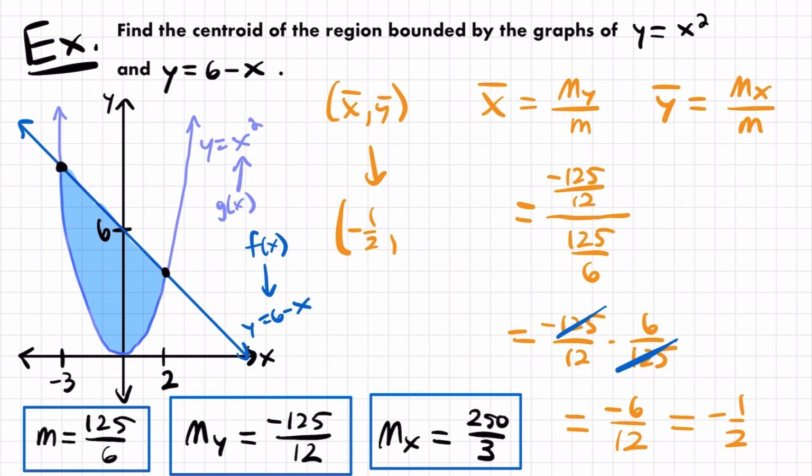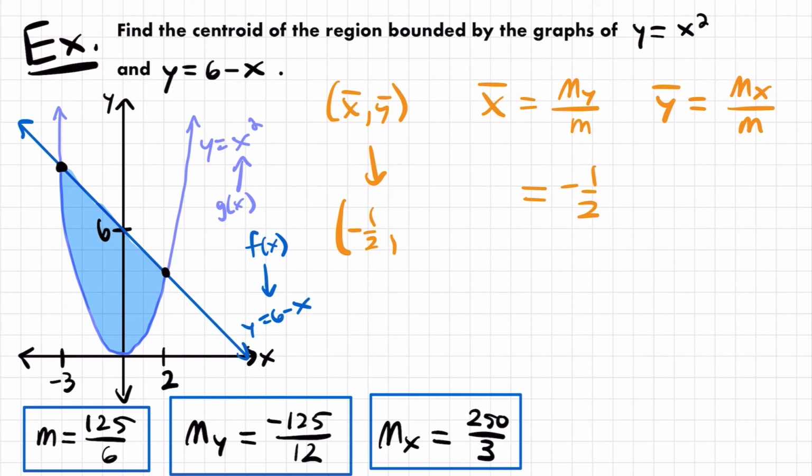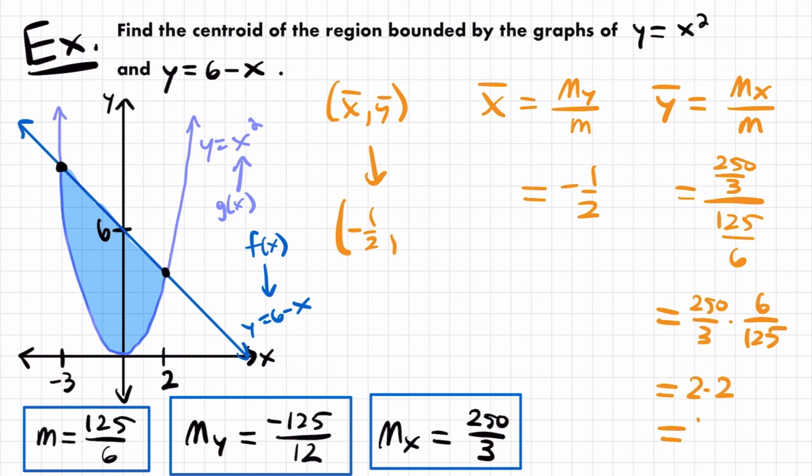So if I clean up my work here, y bar is equal to the moment about the x-axis divided by the mass. And the moment about the x-axis is 250 divided by 3. So we have that this is equal to 250 thirds divided by the mass, which is 125 sixths. And then once again, dividing by a fraction is the same as multiplying by the reciprocal of that fraction. And so this is equal to 250 thirds times 6 divided by 125. Now 250 divided by 125 is 2, and 6 divided by 3 is also 2. And so this is equal to 2 times 2, which is equal to 4.